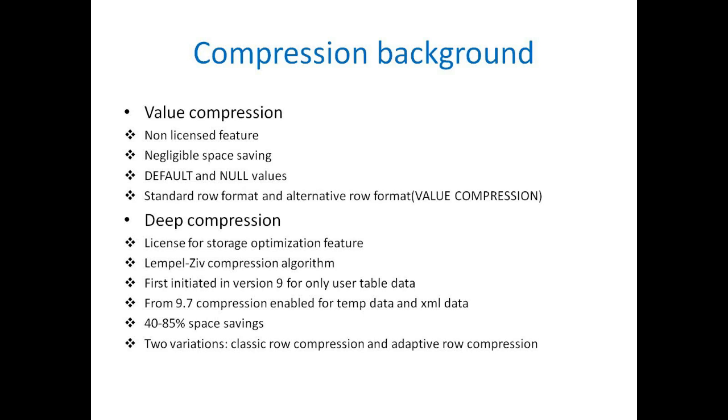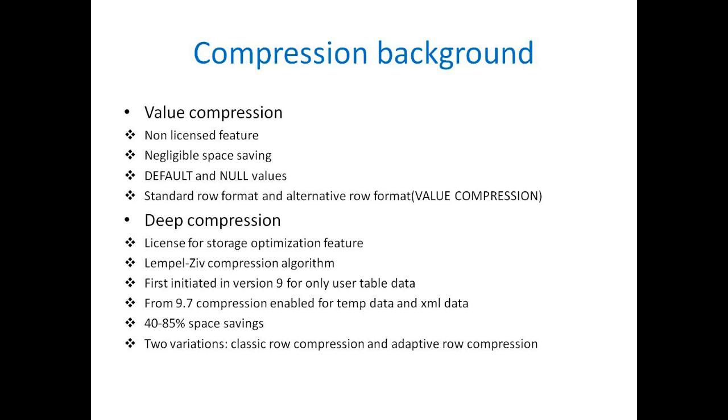The topic which is of most interest is deep compression, and it is licensed. You need to have a storage optimization feature license in order to accomplish this, and this is available with the Enterprise Server Edition. The algorithm used in this case is the Lempel-Ziv compression algorithm. It started in version 9, and after that there have been many improvements. It actually saves a space of 40 to 85%.